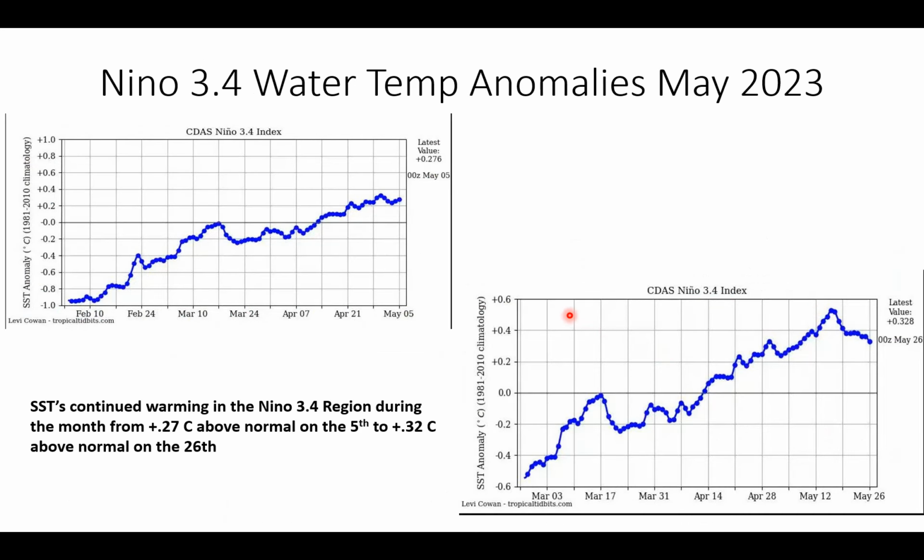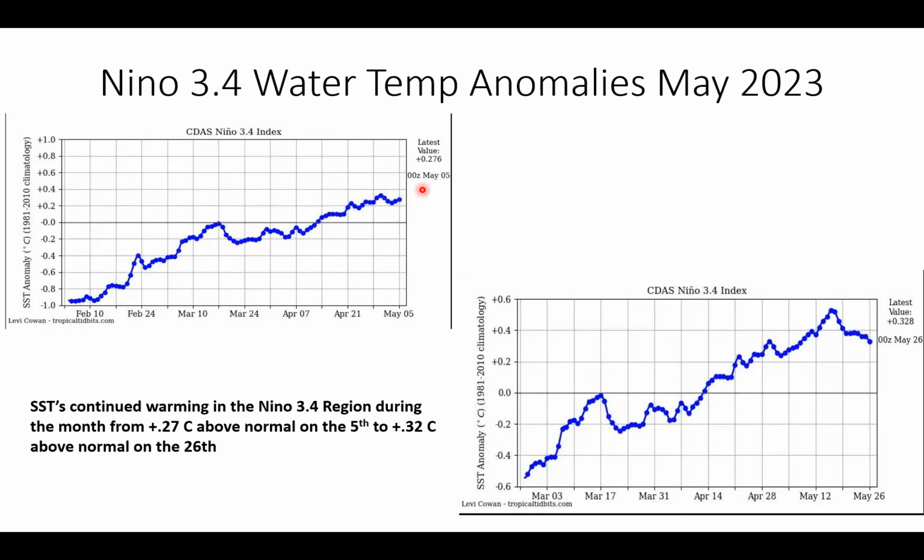Looking at the Nino 3.4 water temperature anomalies for May 2023, again, no shock here. The sea surface temperatures, this is May 5th here on the upper left. And on the bottom right here, I have May 26th. So you notice the trend in these water temperature anomalies working their way up into positive territory, above normal here, in the Nino 3.4 region.